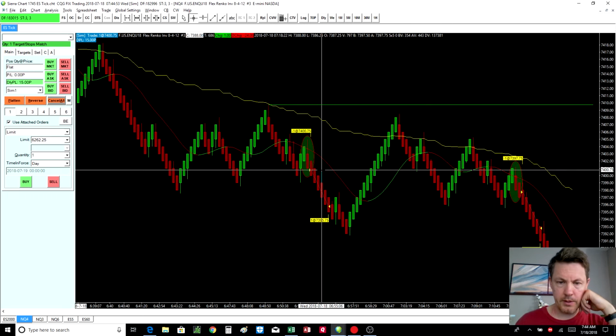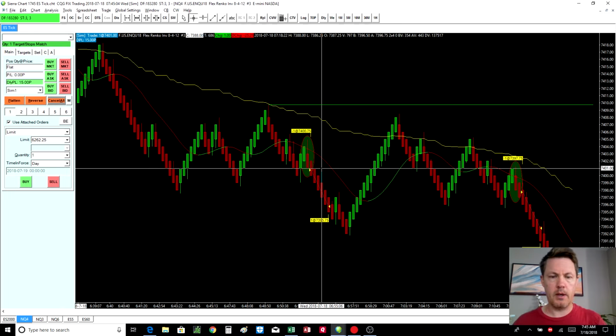Again, with this strategy, my target is 20 ticks and my stop is 28 ticks. So I'm underwater a little bit on the risk to reward, but as long as we get 60% or more on our win rate, the trader's equation works out to be a net profit.